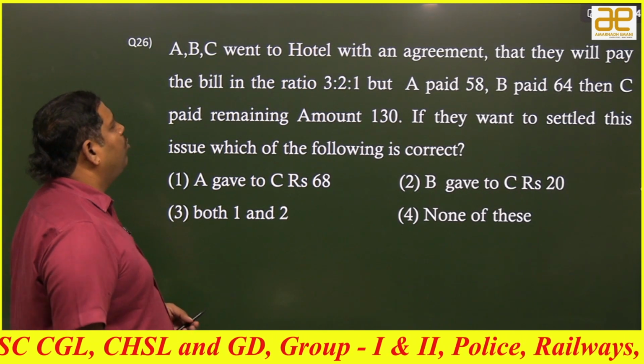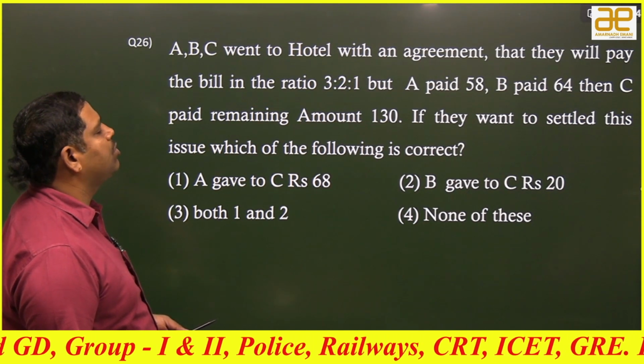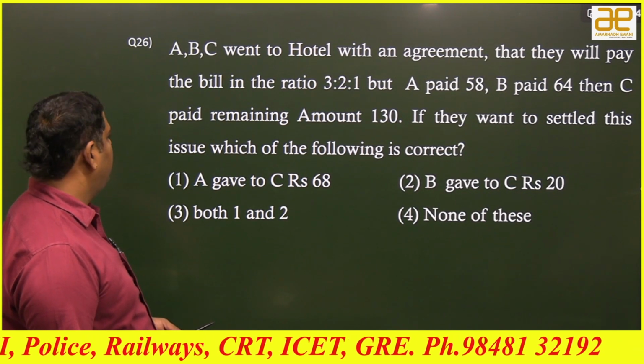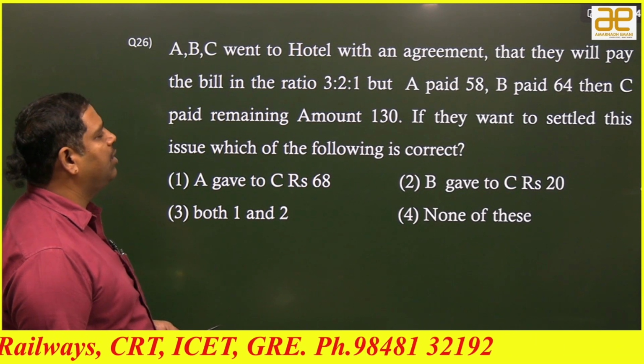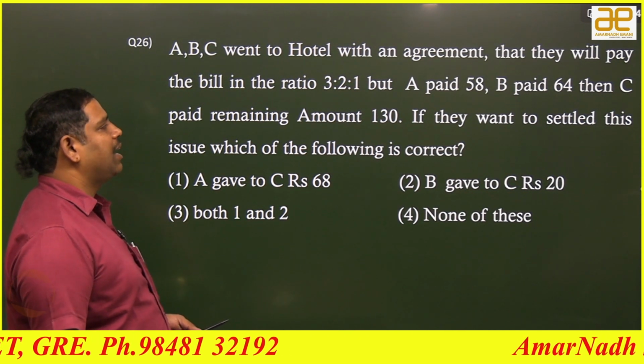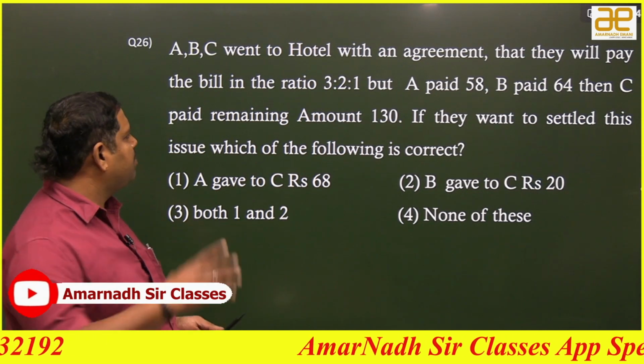A, B, C went to a hotel with an agreement that they will pay the bill in the ratio 3:2:1. But A paid 58, B paid 64, then C paid the remaining amount, 130 rupees. If they want to settle this issue, which of the following is correct? Observe the small point.